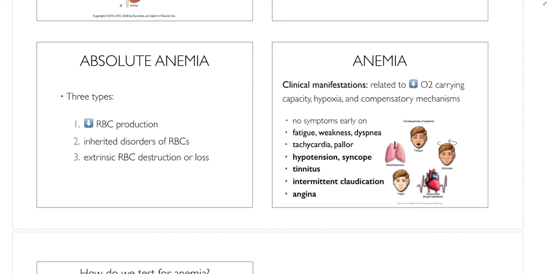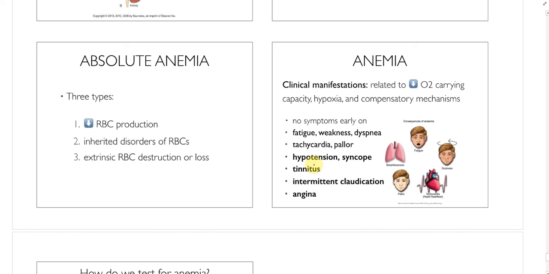So clinical manifestations are related to the idea that we have lost oxygen. We're going to become hypoxic. Early on, we compensate for that because we still have a decent bit of red blood cells left, depending on which type of anemia we're talking about. Eventually, though, we start having fatigue, weakness, dyspnea, tachycardia, and pallor, because we're not getting enough O2 to the tissues. And we need O2 for cellular metabolism, which is how we get energy.